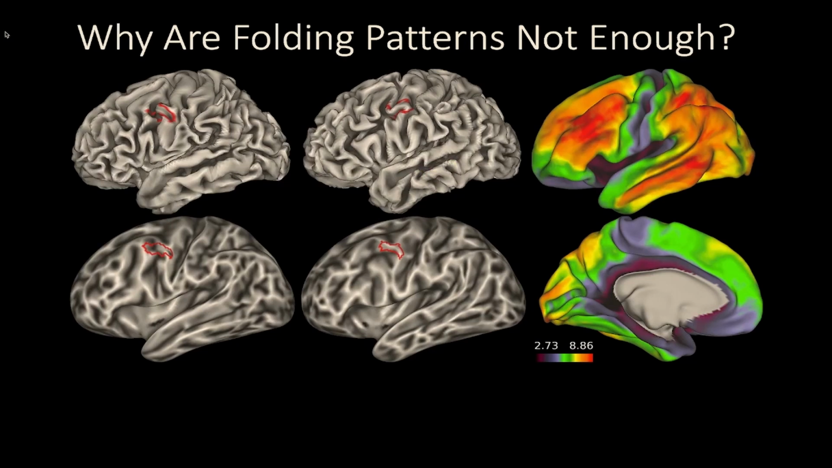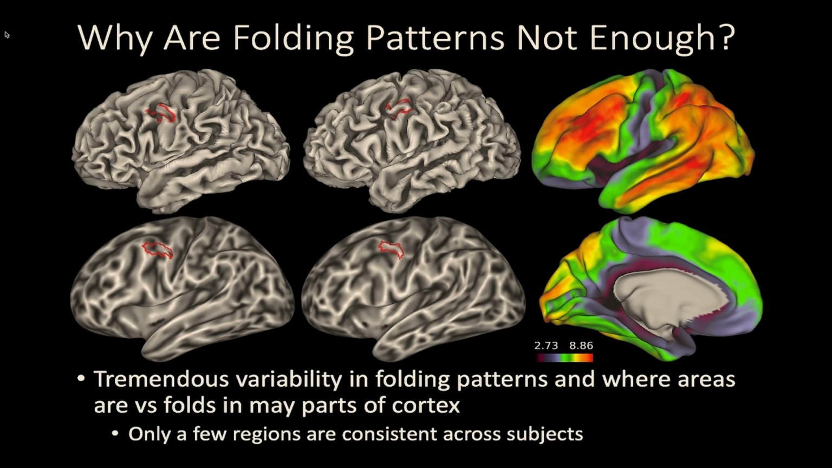Well, here's area 55B, and we can see that in one subject, it sits in a sulcus, in another subject, it sits on a gyrus. And so many cortical areas just aren't that correlated with folding patterns. In fact, all of these red and orange and green regions have relatively poor correlation between folds and where cortical areas or functional networks are.